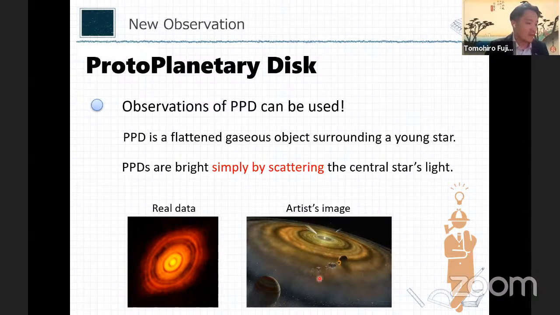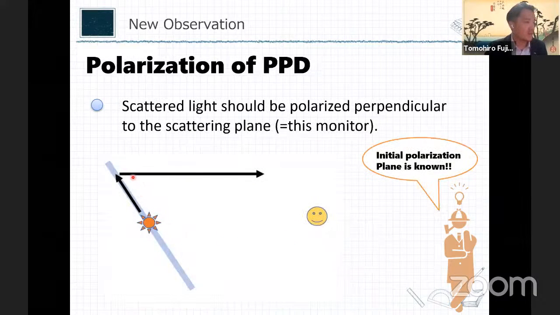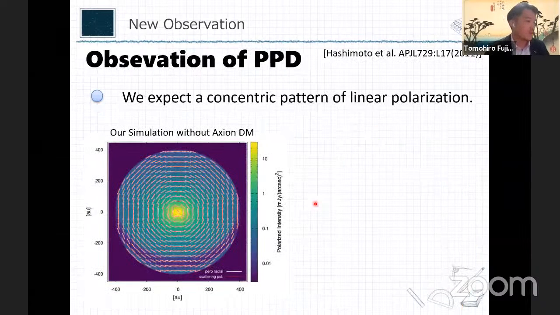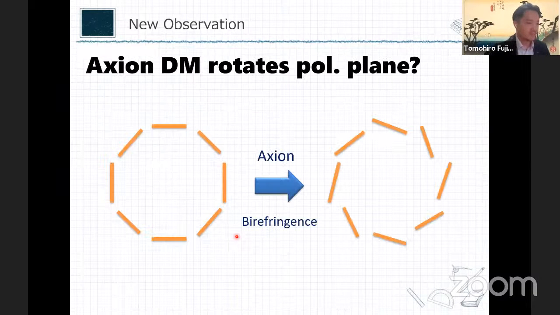This disk shines simply by scattering the central star's light. So they're bright. Let's call it protoplanetary disk, PPDs. They are bright simply by scattering a central star's light. So the light coming from this disk is linearly polarized. The central star emits its photons, this dust scatters them, and we observe it. The simulation, done by my collaborator, shows that a beautiful concentric pattern of linear polarization is produced at the protoplanetary disk.